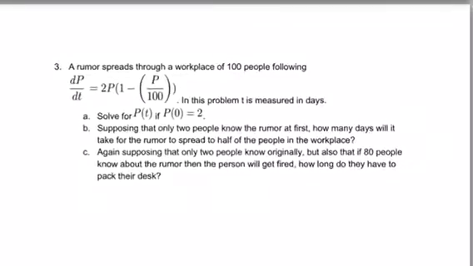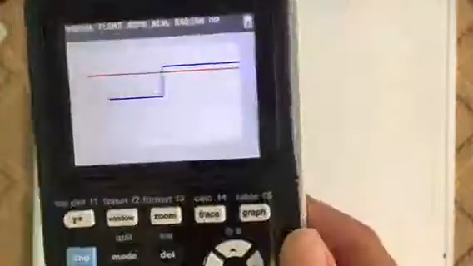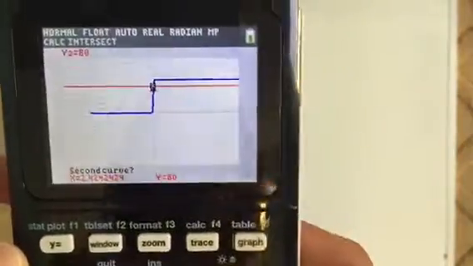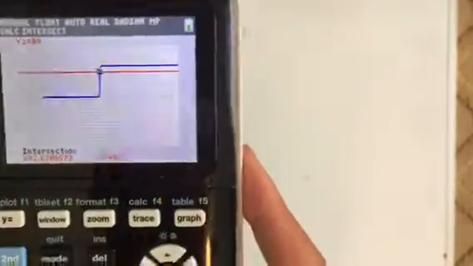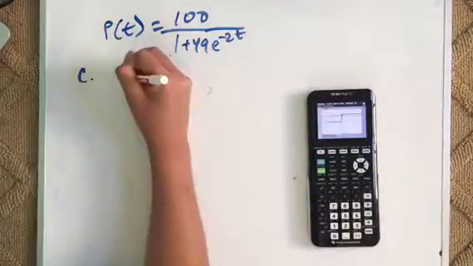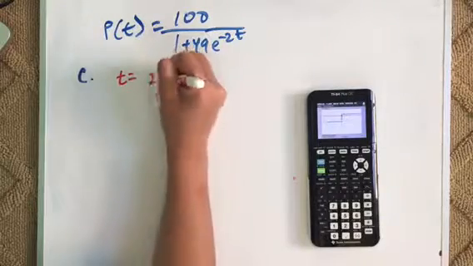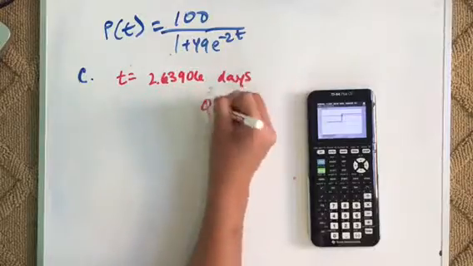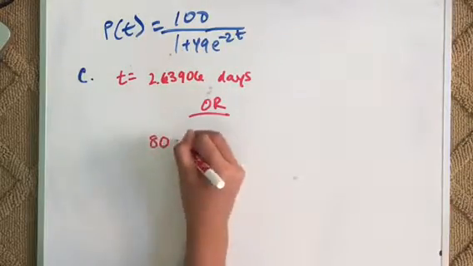Part C. Again, supposing that only 2 people know originally, but also that if 80 people know about the rumor, then the person will get fired, how long do they have to pack their desk? So the same thing again. The first way you can just plug in P of t and y equals 80, which is the amount of people, and then using the calculation button, finding the point of intersection, which is just t equals 2.63906 days.